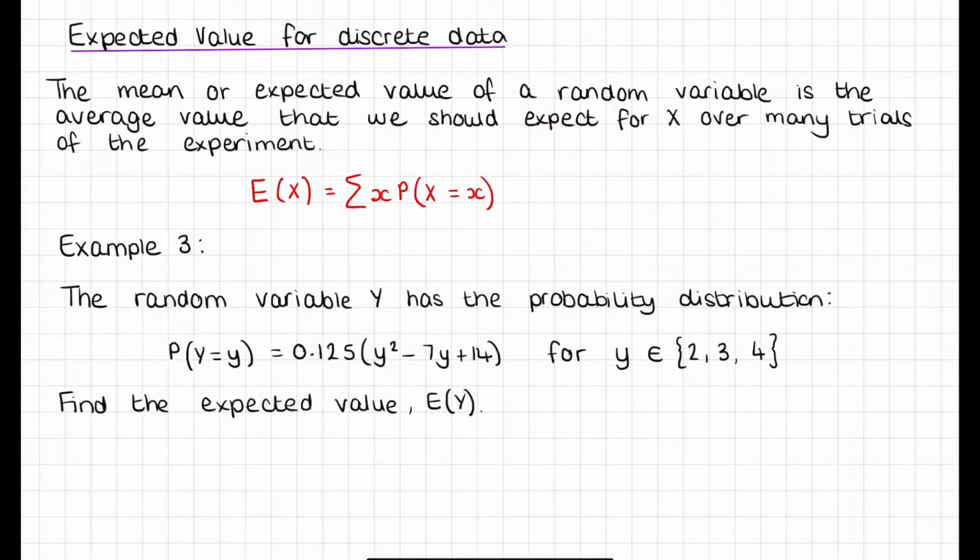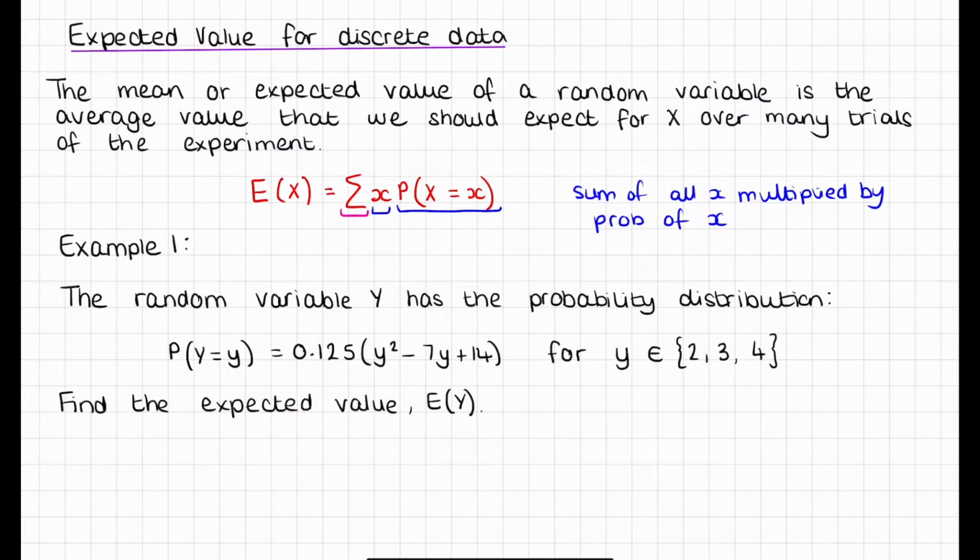What this formula is, we've got the sigma, which means the sum of the x's multiplied by the probability of the x happening. So in words, this formula means the sum of all x multiplied by the probability of all x.